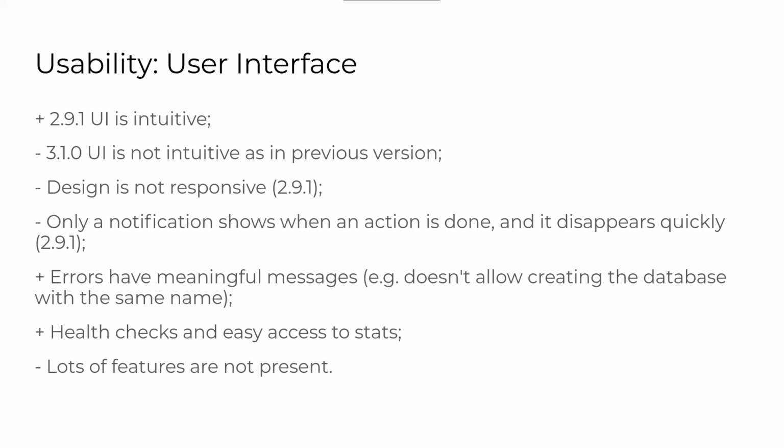I just discovered that most of the user interaction is really, really simplistic. Only a notification can say that something is wrong or correct, and this notification lasts about 5 seconds, so you might not see it. However, the error messages were really good. And of course, lots of features are not present in the user interface.